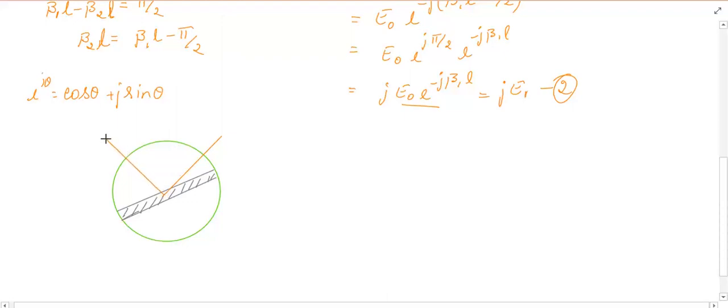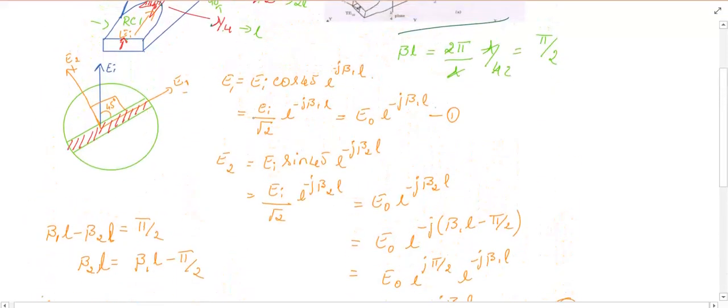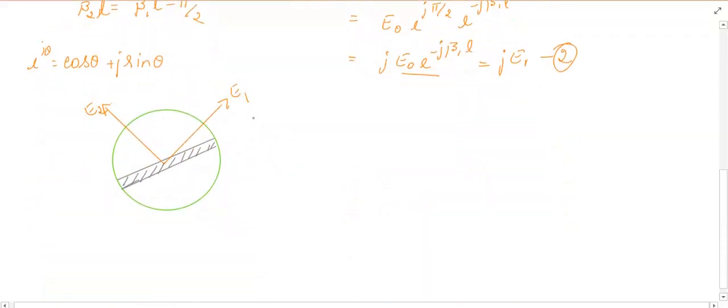Yeah, we can show it somewhere here. This was E2 and this was E1, right? See the diagram, E1 and E2. Now, as I have told, this makes an angle of theta, right? So this is making an angle of theta.